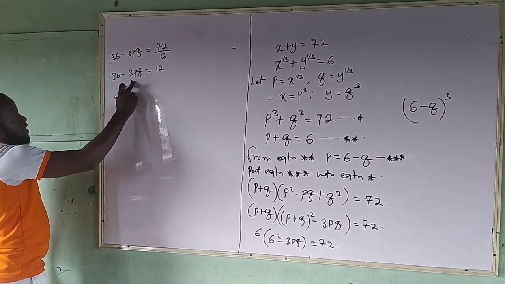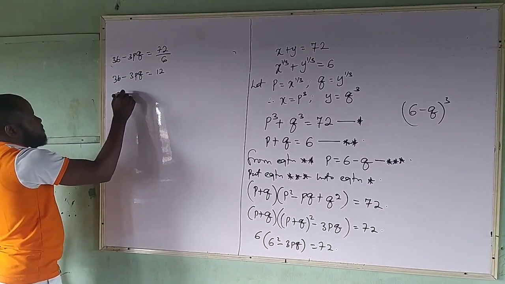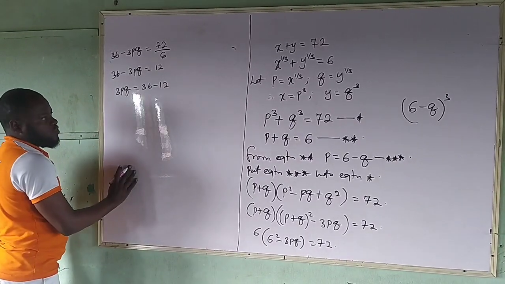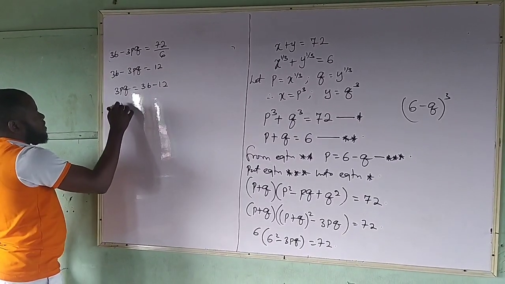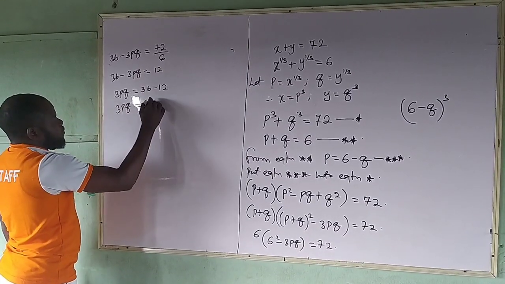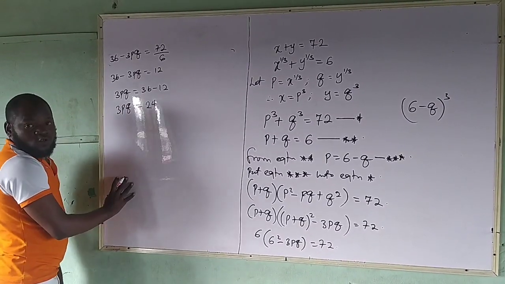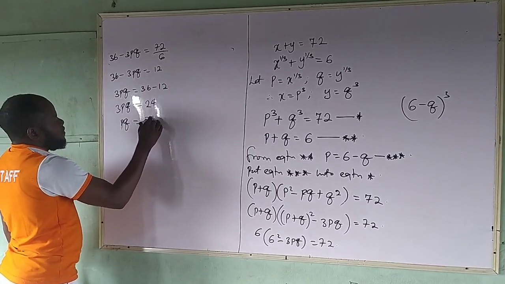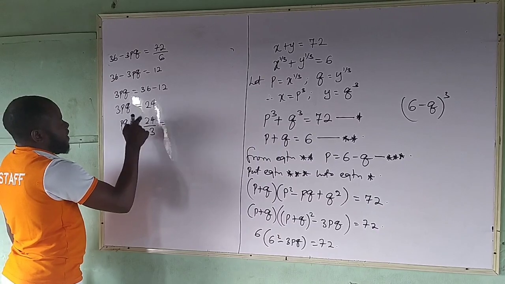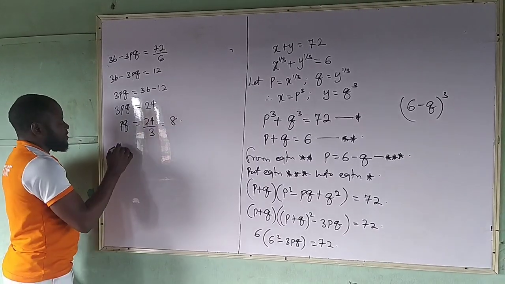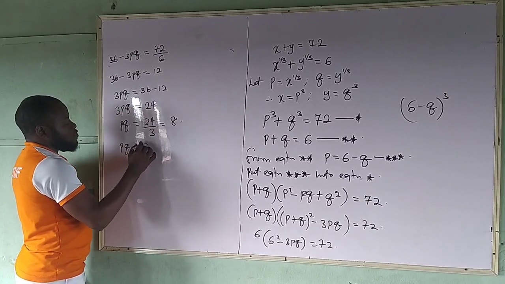So we are good to go. We can now collect the like terms. So we have 3p cubed equal to 36 minus 12. 36 minus 12 is going to give us what? 24. So p cubed equals 24 divided by 3, and that will give us 8. So we have a new equation now: p cubed equals 8.